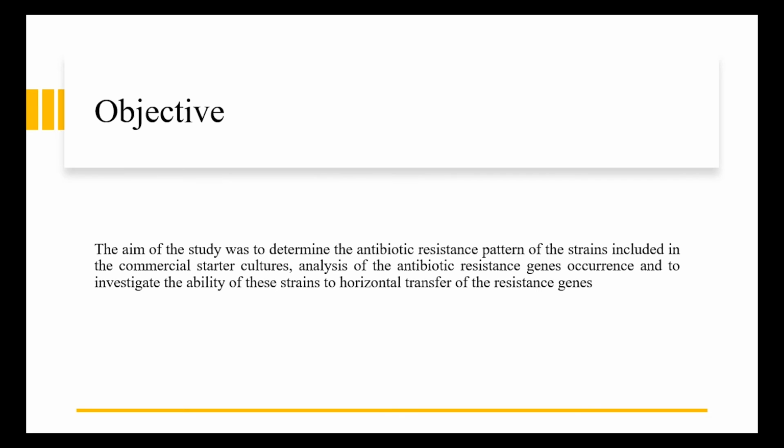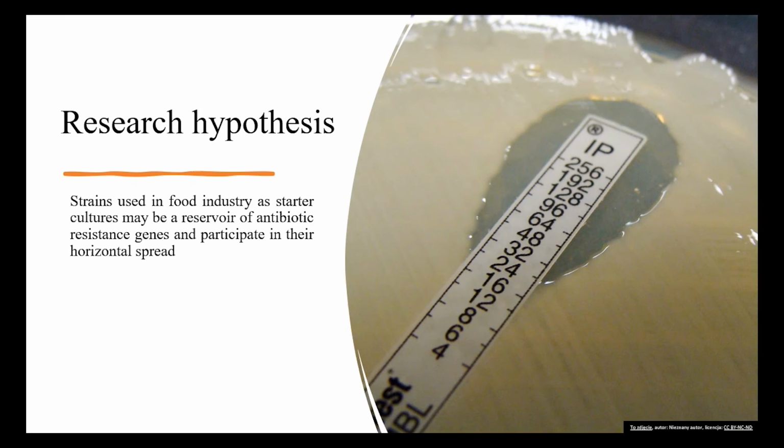So the objective of the study was to determine the antibiotic resistance pattern of the strains from commercial starter cultures, analyze the occurrence of antibiotic resistance genes, and investigate the ability of horizontal transfer of the resistance genes. According to the research hypothesis, strains used in the food industry as starter cultures may be a reservoir of antibiotic resistance genes and participate in their horizontal spread.